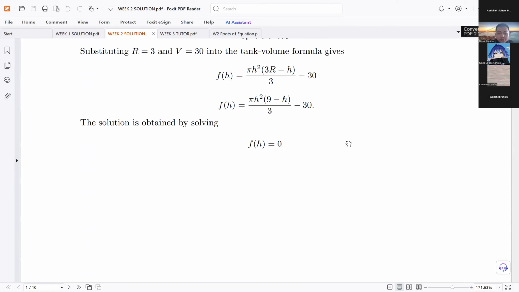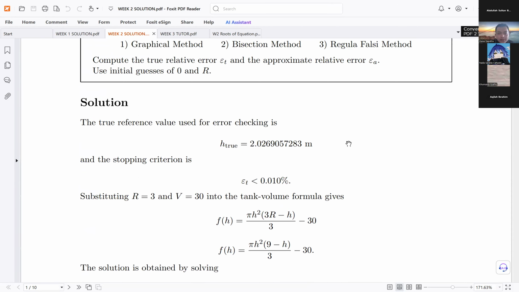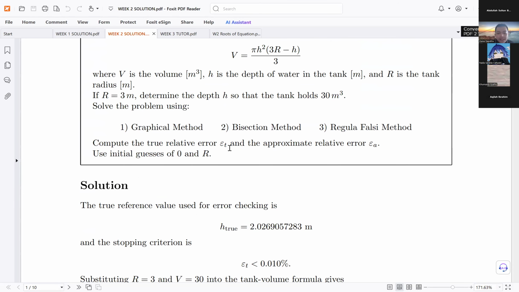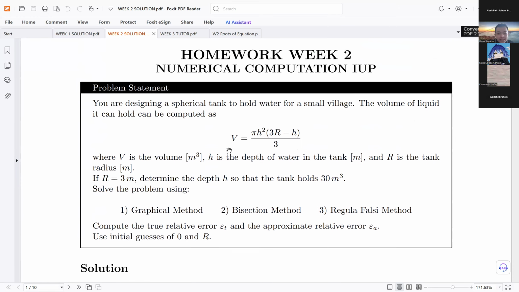Because for numerical computation, the goal is not to find the truth value, but to approximate until it reaches close to the truth value. So the truth value is included in the problem. There is no way you calculate the truth value. Okay, thank you, Mas.